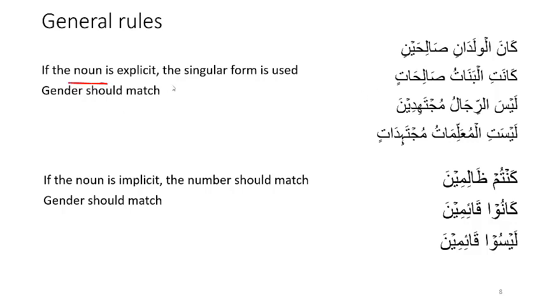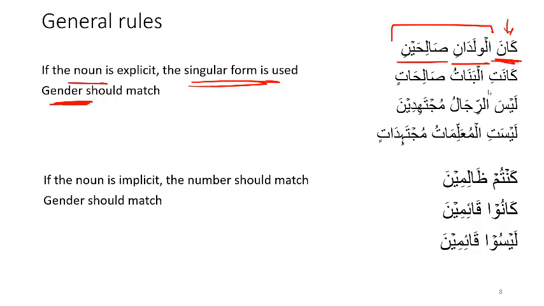If the noun is explicit, then we will use the singular form. Our first example is kana al-waldani solihaini. This means that the two boys were pious. So we have two boys here, but the subject is explicit. That's why kana is singular. The kana, however, needs to match in terms of gender. So al-waldani solihaini is two boys, male gender. Therefore, for kana, we use the male gender.